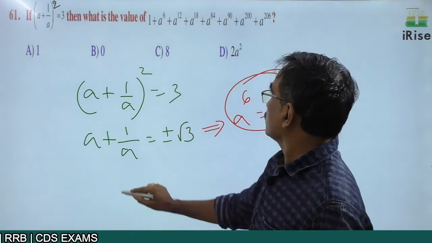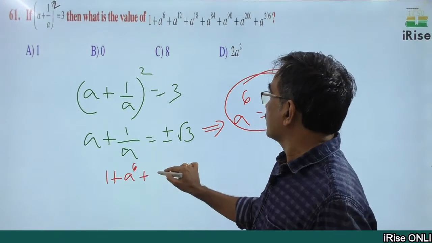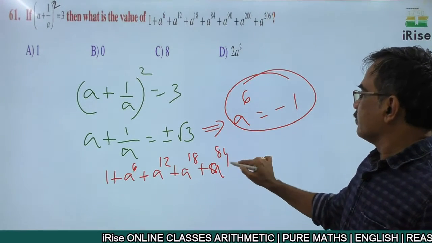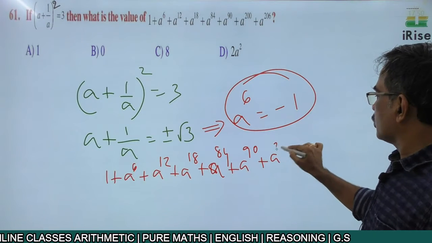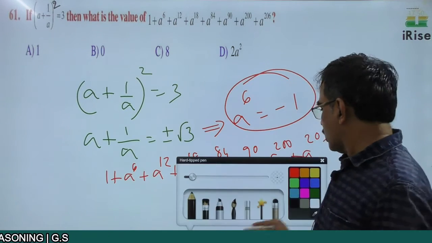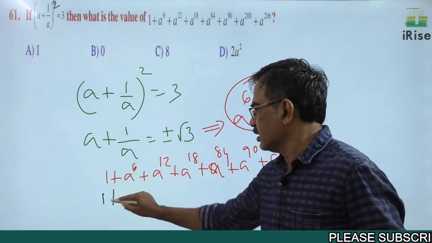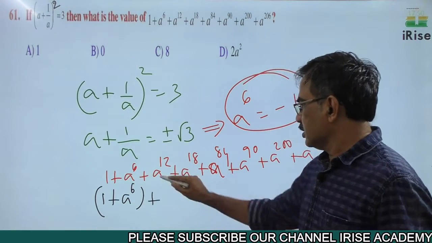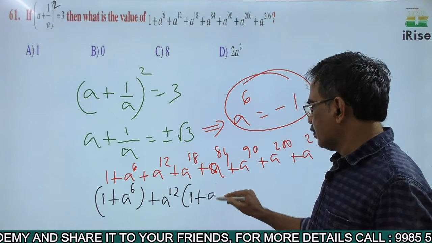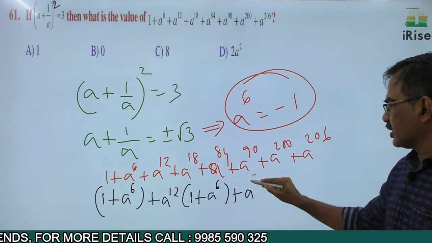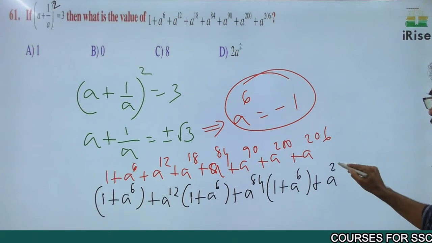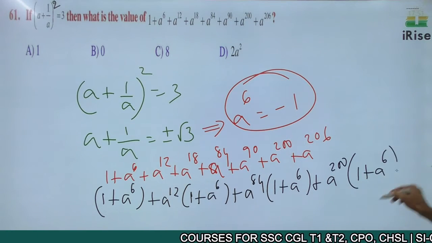See the question. Here the question is 1 plus a power 6 plus a power 12 plus a power 18 plus a power 84 plus a power 90 plus a power 200 plus a power 206. In this, I want to write here 1 by a power 6 in one bracket. From these two, take a power 12 common, we get 1 plus a power 6. From these two, take a power 84 common, 1 plus a power 6. From these two, take a power 200 common, 1 plus a power 6.